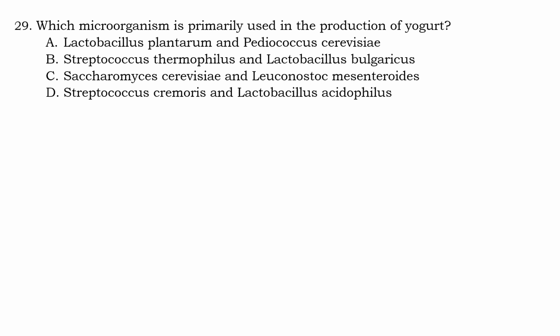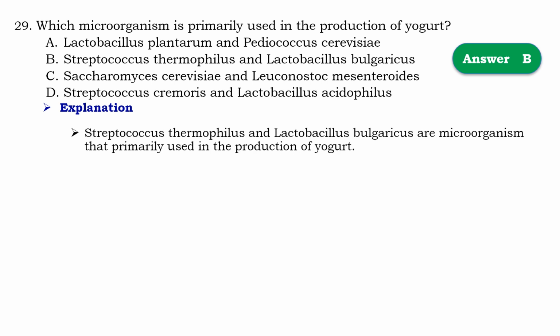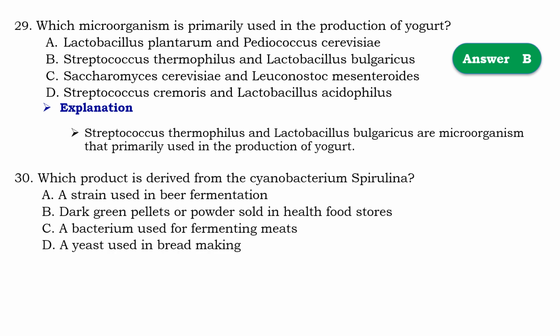Question number 29. Which microorganisms are primarily used in production of yogurt? እርጎ ለማዘጋጀት በዋነኝነት የምንጠቀመው microorganisms የትኞቹ ናቸው ይላል? So the answer should be B. Streptococcus thermophilus and Lactobacillus bulgaricus. Means that Streptococcus thermophilus and Lactobacillus bulgaricus are microorganisms that are primarily used in production of yogurt.